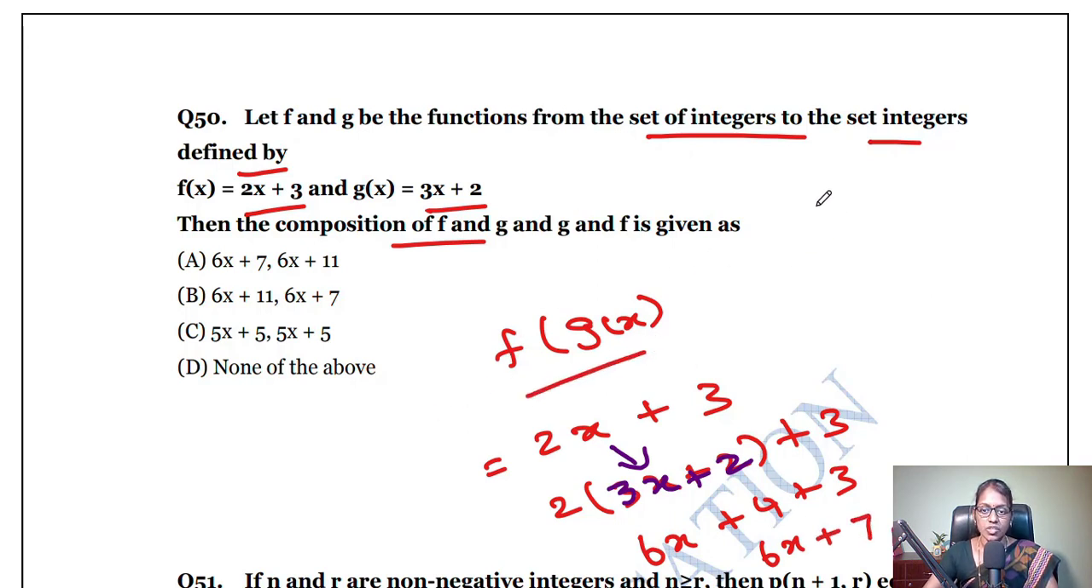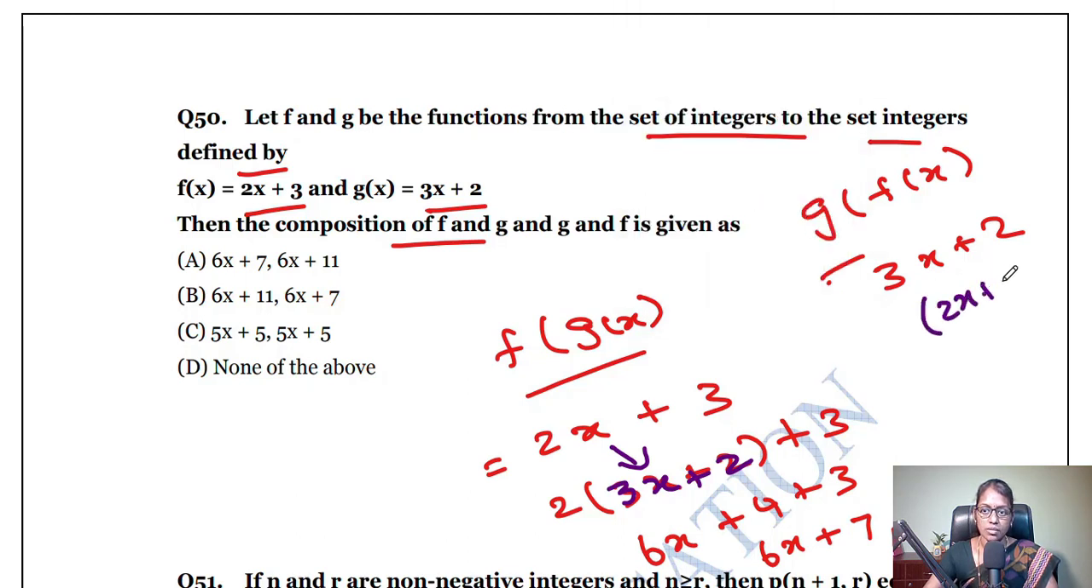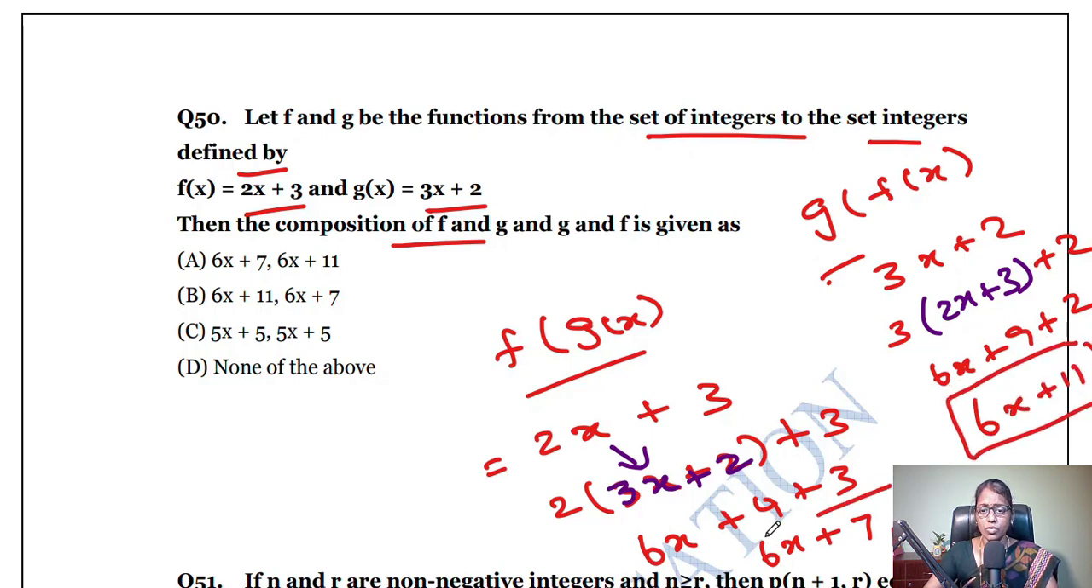And g of f of x. What is g(x)? 3x plus 2. Now in the place of x I have to apply 2x plus 3. So this 3 you consider as it is. So 6x plus 9 plus 2. So 6x plus 11 is g of f. So g of f is 6x plus 11 and f of g is 6x plus 7. This is available in option A.